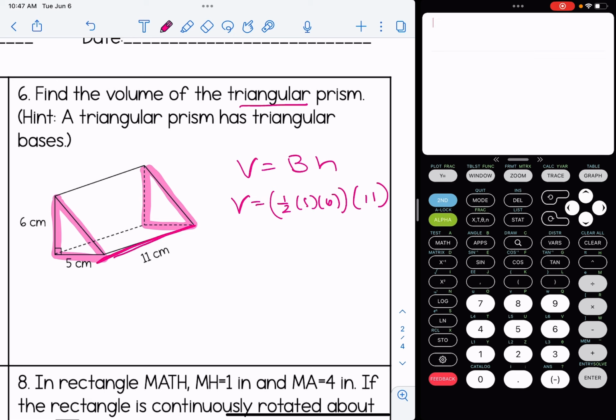And then we're going to put this all in our calculator. So I have 0.5 times 5 times 6 times 11. You could type in 1/2, by the way, instead of 0.5. And I have that my volume is 165 centimeters cubed.